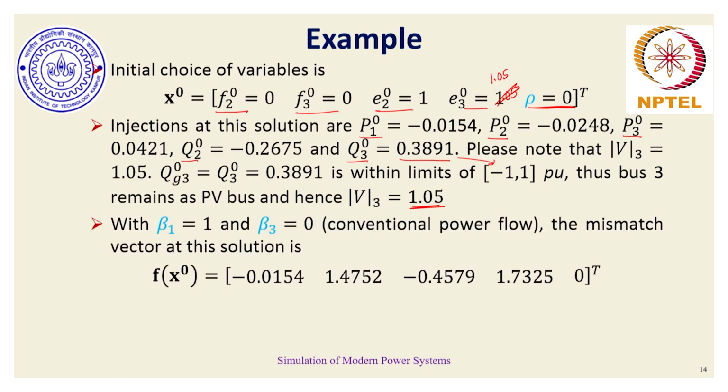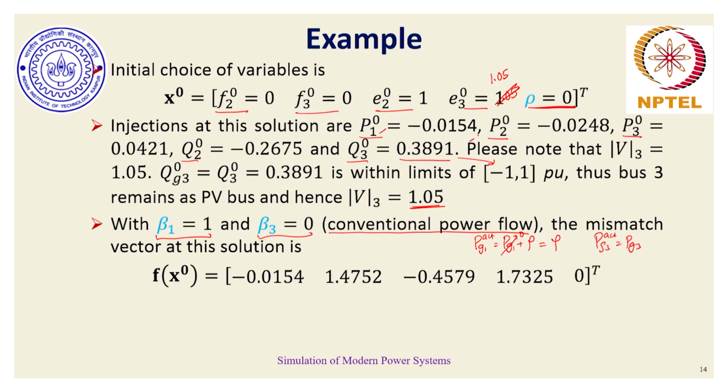Now, I will take two cases. One case where beta 1 is 1 and beta 3 is 0. If beta 1 is 1, that means the generation at bus 1, PG1 actual, is PG1 plus rho, where PG1, if it is 0, then this becomes down to rho, and PG3 actual is same as PG3, which is exactly the case of single slack conventional power flow in rectangular coordinates.